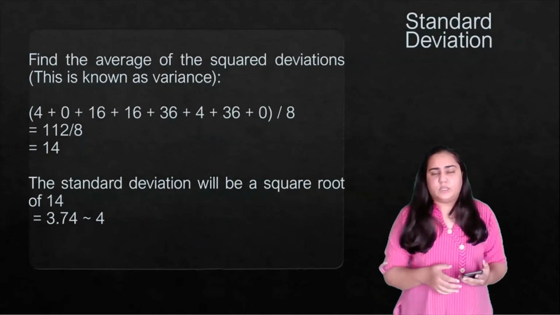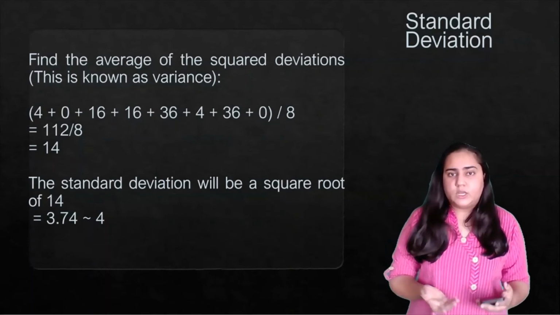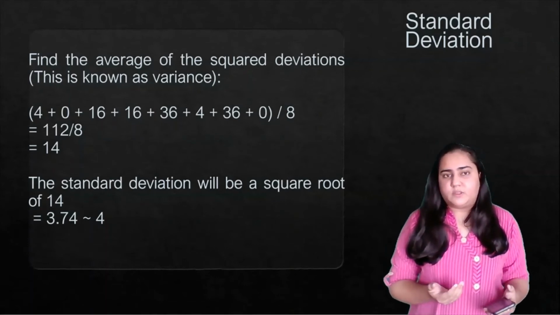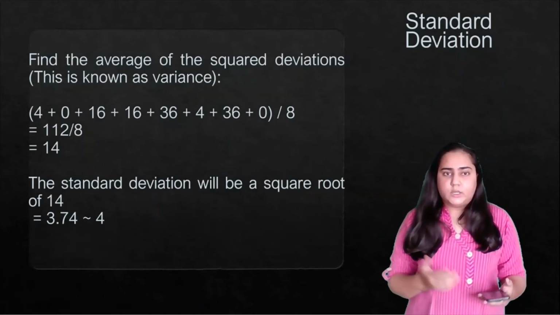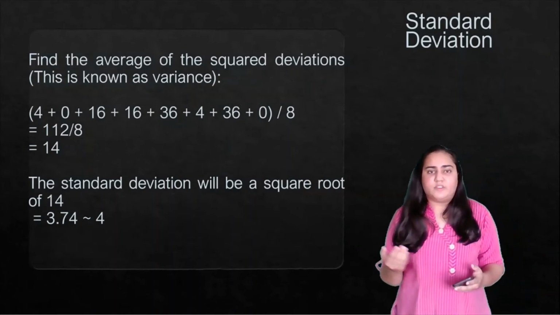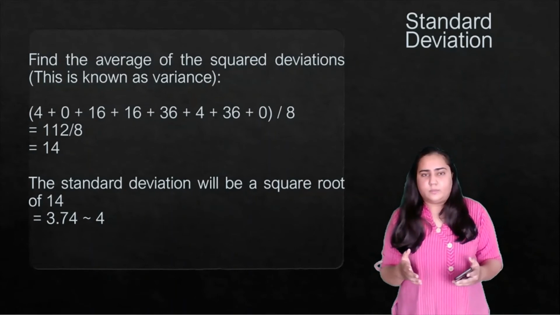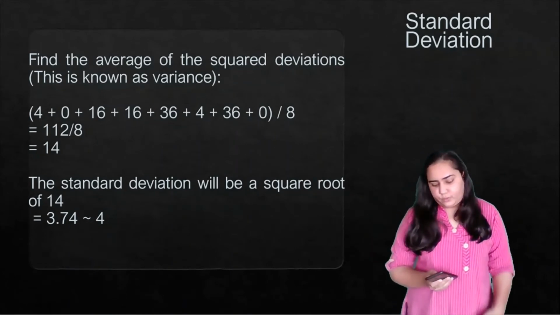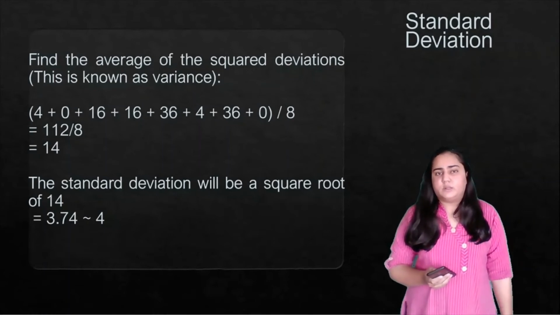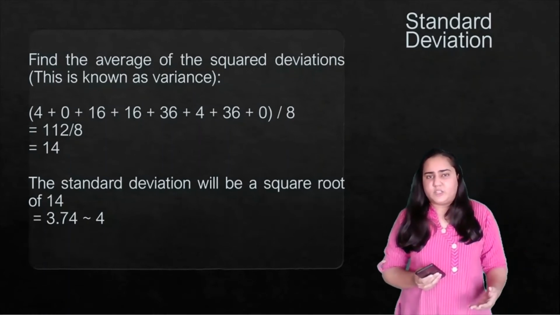And now we are going to see the standard deviation. Standard deviation is nothing but the square root of variance, which is the square root of 14, which gives us 3.74. And it's close to 4, so we are just going to round it up and say that it is 4. So that's how you can calculate the standard deviation.